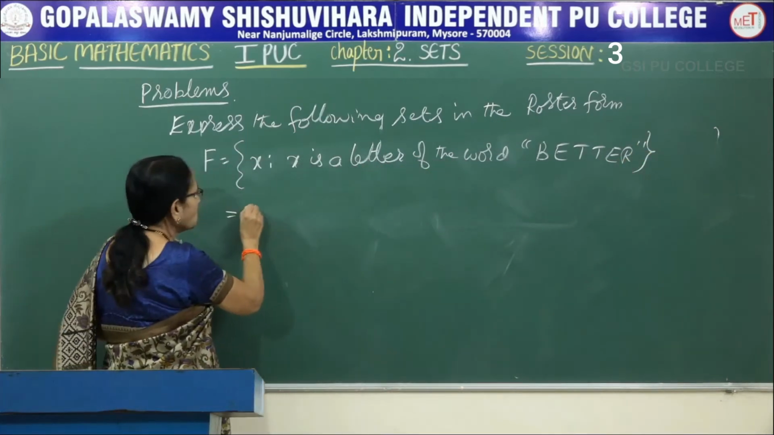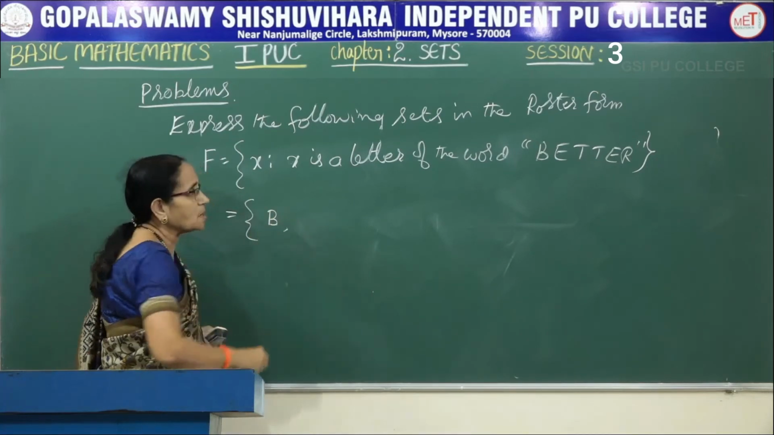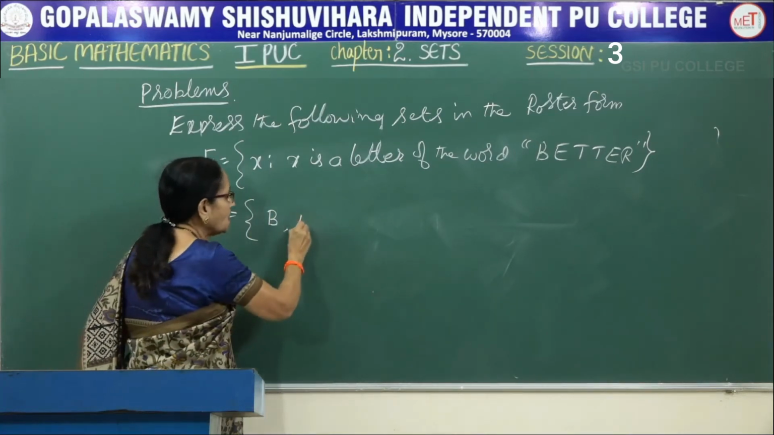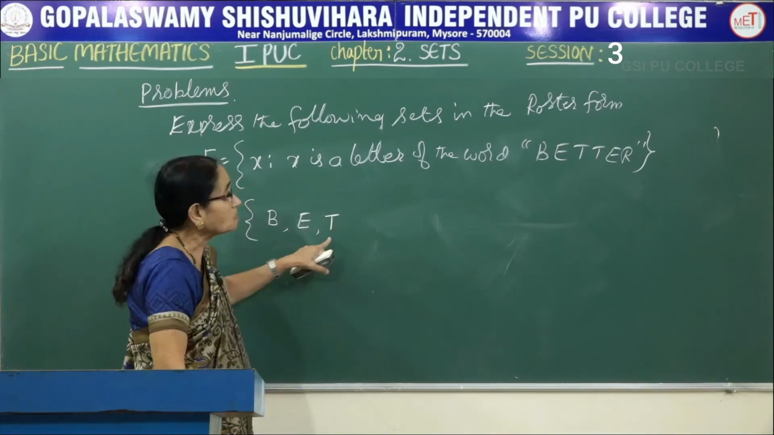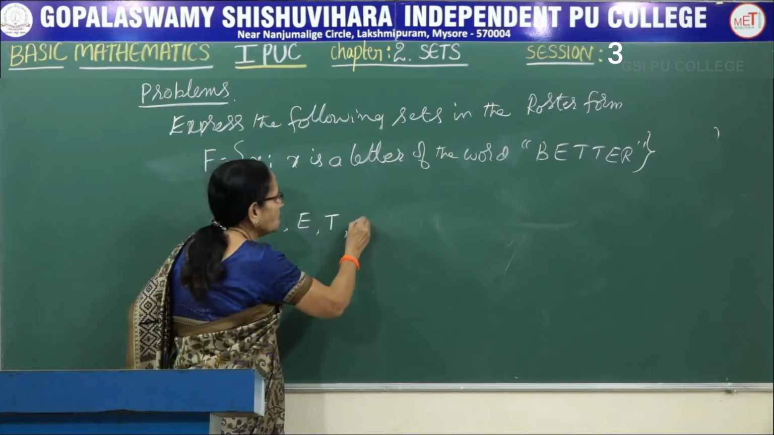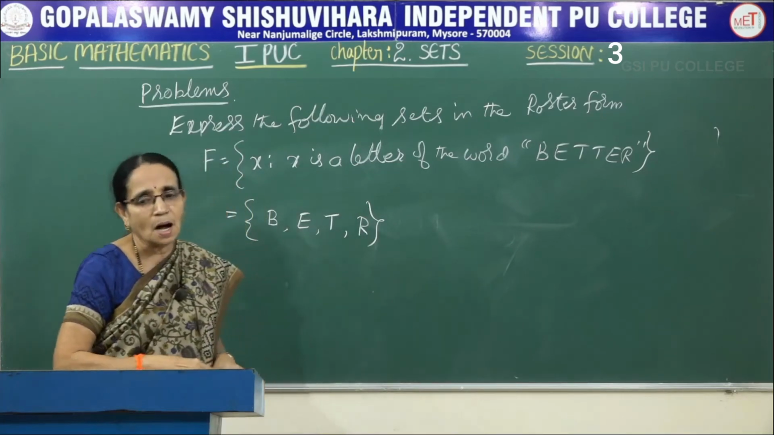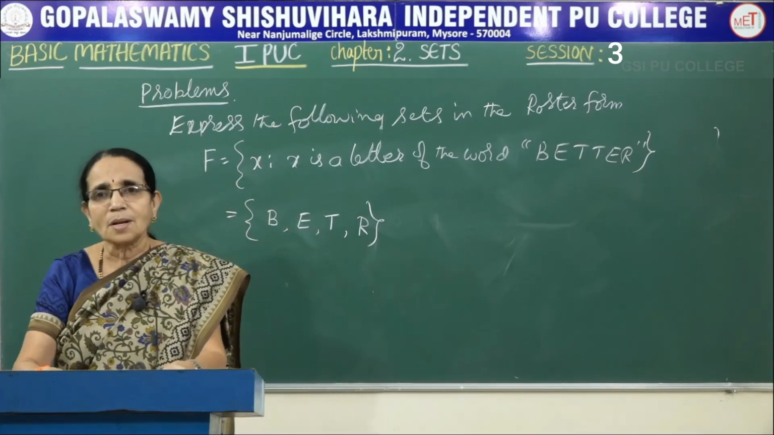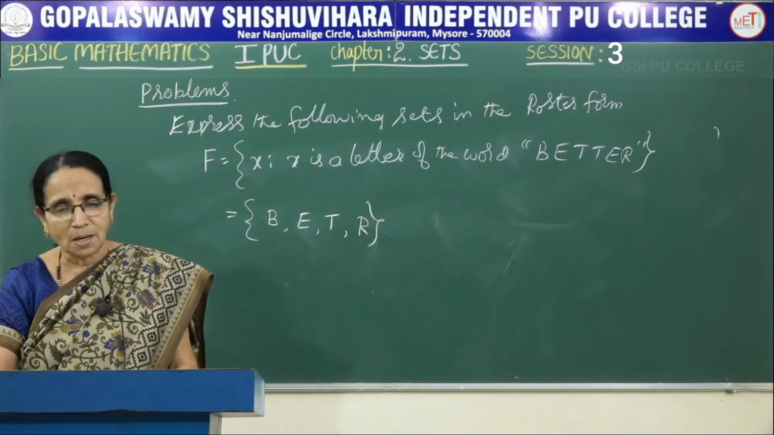Now, here also it is very much clear. We just start writing. First letter is B, second letter E, third letter T, then T. Now, T is repeated, again E is repeated, so write only the last one. So, it is B, E, T, R. So, these are the four letters which can be considered from the word better.